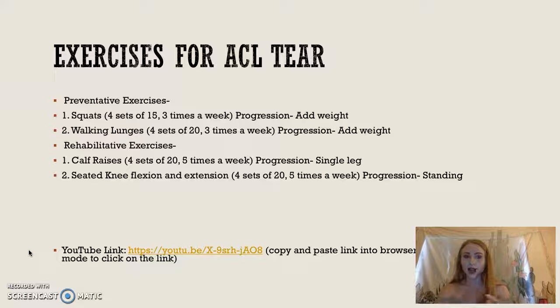Rehab exercises: calf raises, 4 sets of 20, 5 times a week. Progression is to do a single leg. And then seated knee flexion and extension, 4 sets of 20, 5 times a week. And progression is to do it standing to provide a little bit more balance.